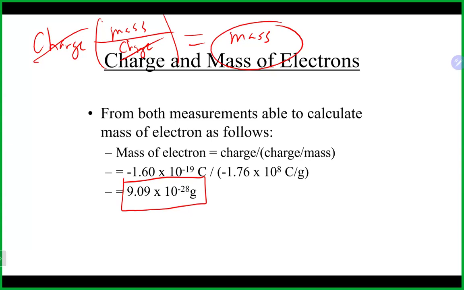So in terms of our electron, a lot of discovery in terms of the electron and its properties were done using CRT tubes, the cathode ray tubes. Thomson using it to get the charge to mass. Millikan doing this oil drop experiment to figure out the charge. Putting those together allows you to figure out the mass of an electron. Any questions on that there?